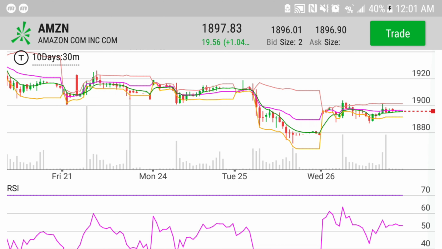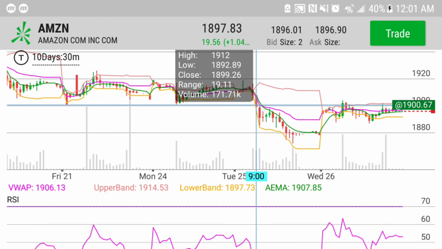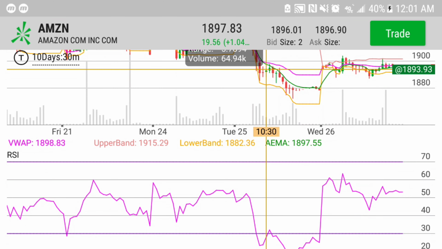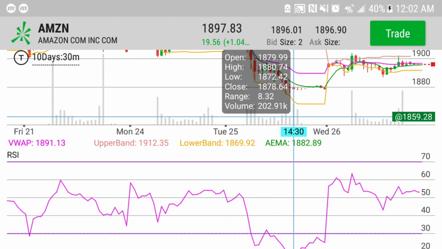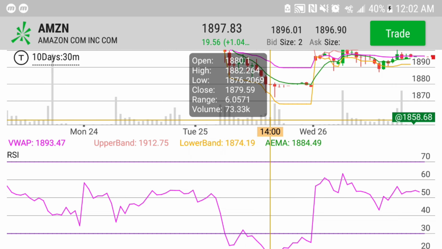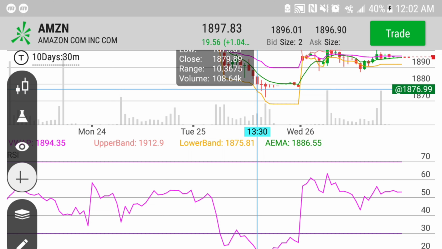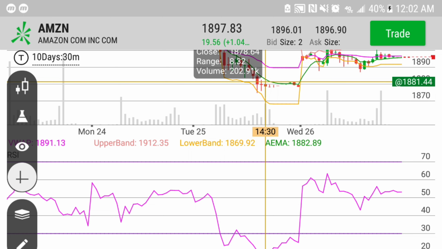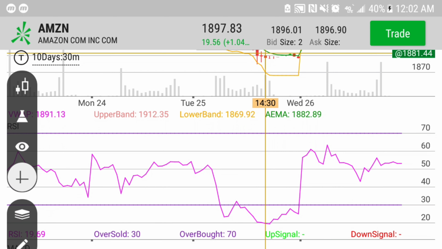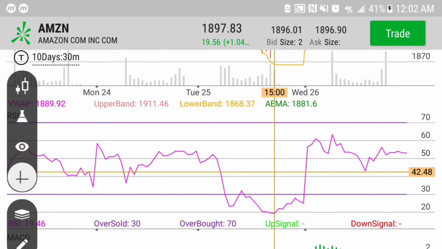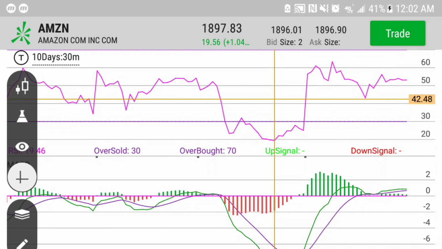So like I said, on Tuesday, yesterday, we had a pretty big drop of almost 2% without any real news. It was just a down day for the market, and I saw that near the end of the day, around 2:30, it was consolidating along this lower band of the VWAP, and in between the lower band and the green line, which is the EMA. And as you guys can see, it was extremely oversold. The RSI was at 19.46, which is considered extremely oversold.